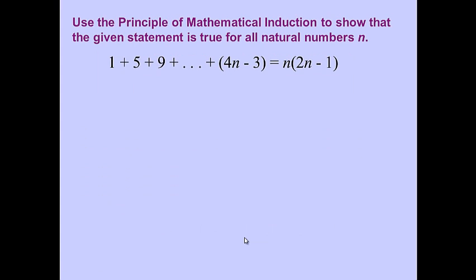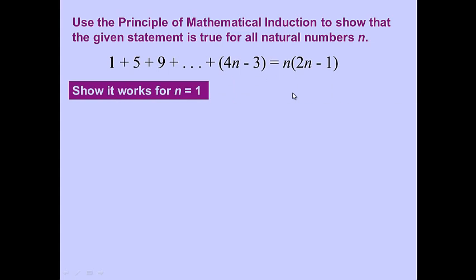So let's look at another example. Here we have 1 plus 5 plus 9 plus 4n minus 3 equals n times 2n minus 1. Now, show that it works. Show that the statement works for n equals 1. So in other words, we want to show that a sub 1, that's our formula for the term a sub 1, because if we put in 4 times 1 minus 3, we get 1, equals s sub 1.